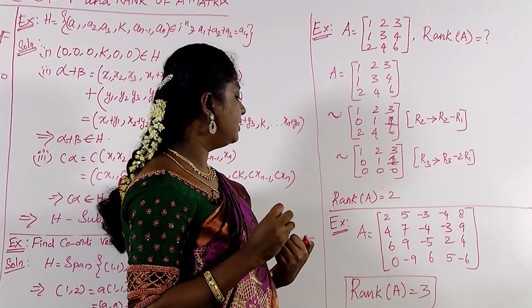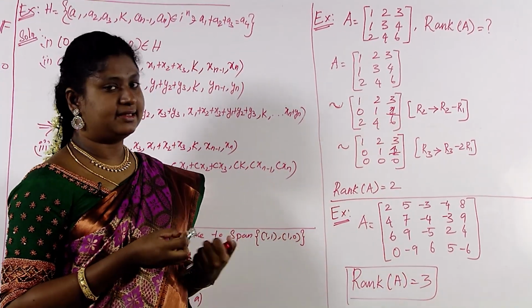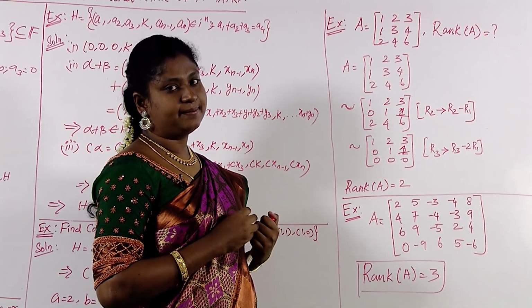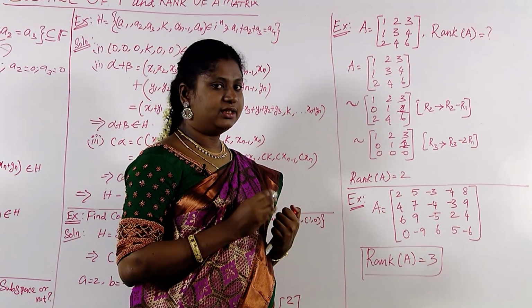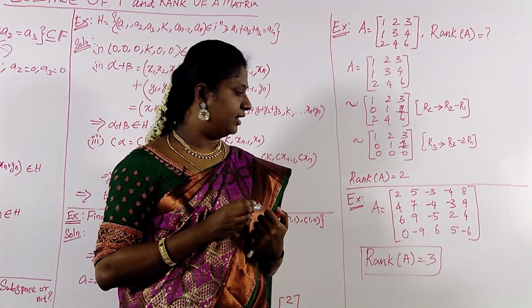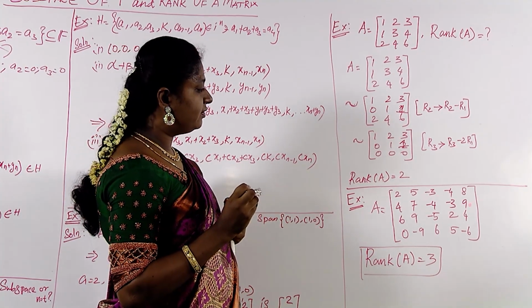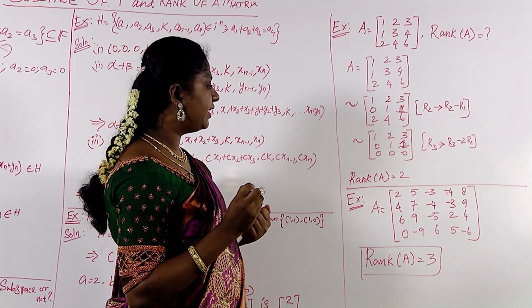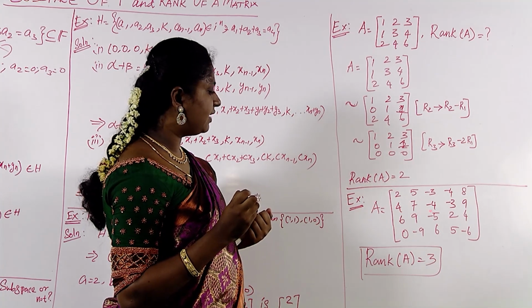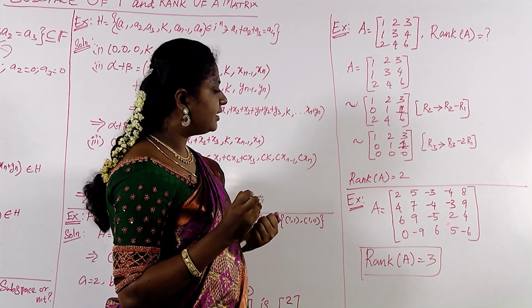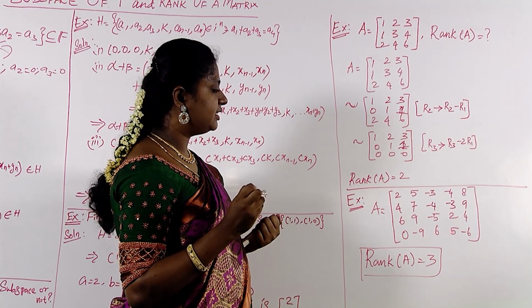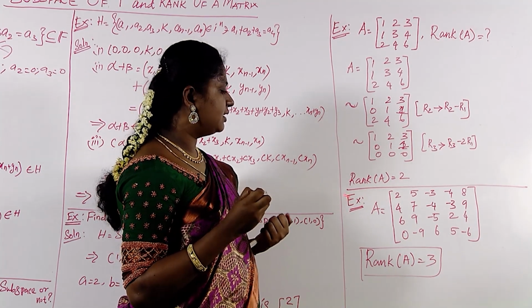Similar to this rank example, there are so many examples listed in the material and the solution is already there in the material. For example, consider this matrix. This is a 4 by 5 matrix: 2 5 minus 3 minus 4 8, 4 7 minus 4 minus 3 9, 6 9 minus 5 2 4, 0 minus 9 6 5 minus 6. So, this is a matrix.